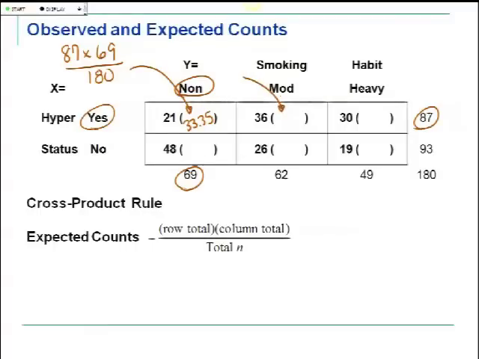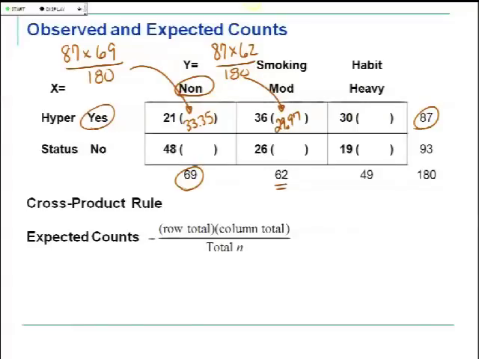How about the moderate smokers with hypertension? How many would we have expected there? Take the same 87, but now the column total is 62. And that will turn out to be a little less than 30, 29.97.